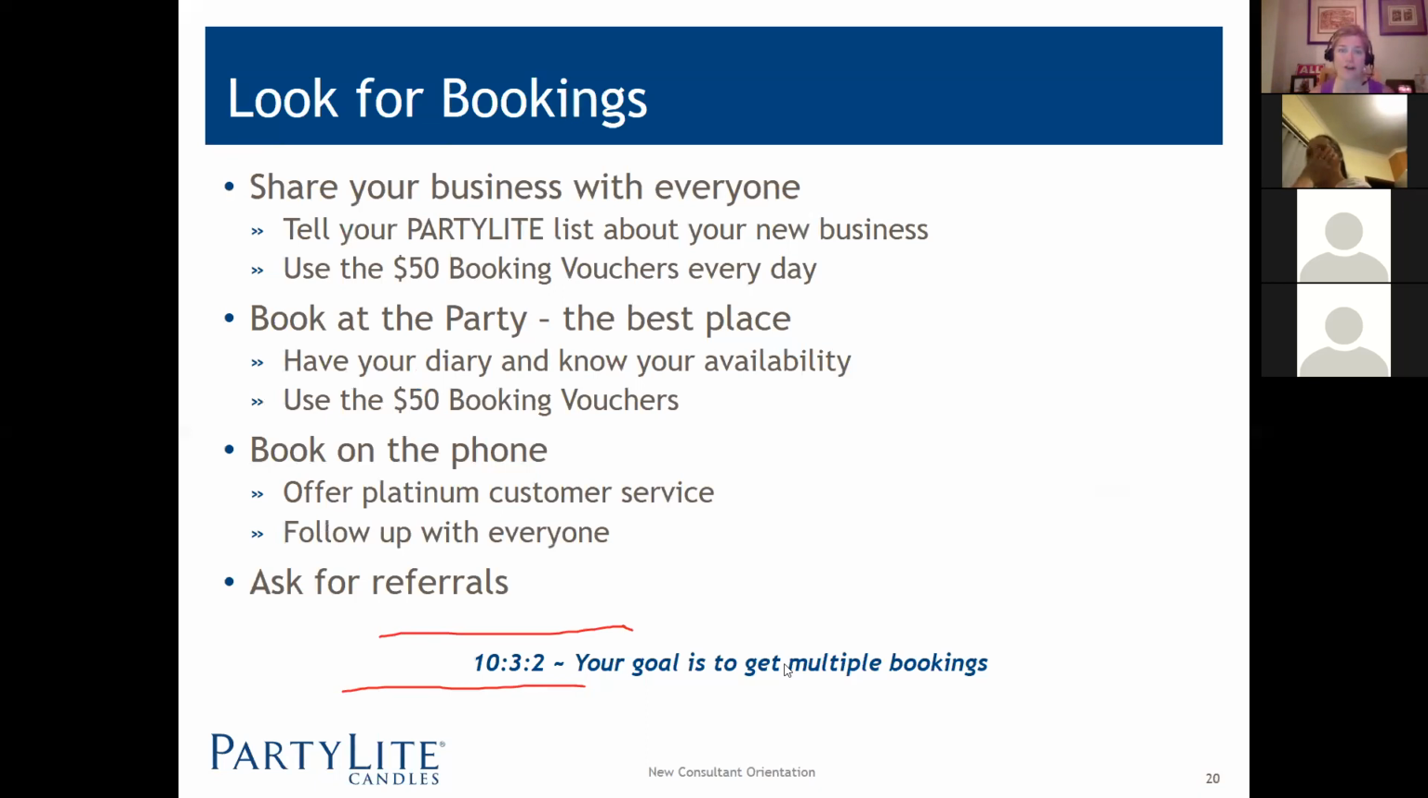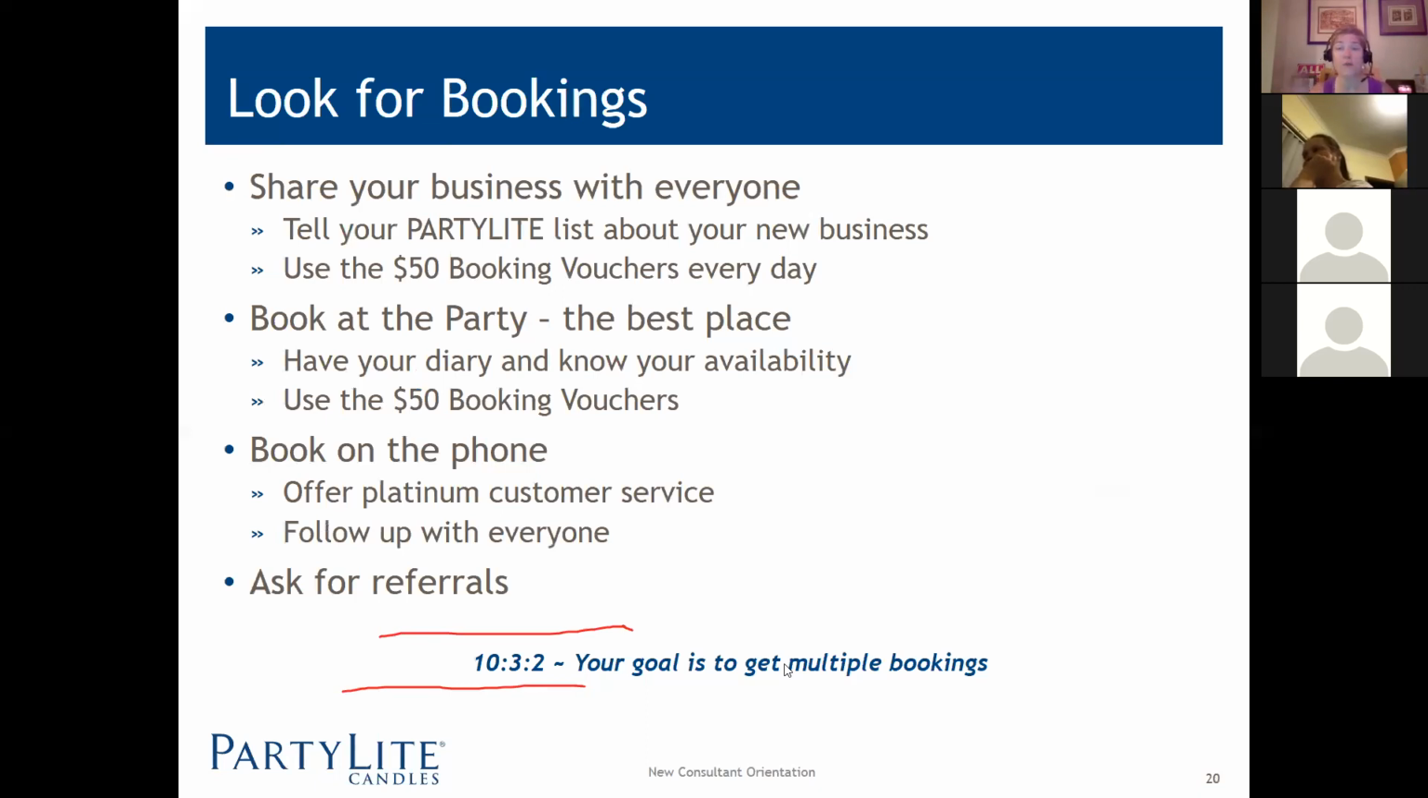Use the $50 booking vouchers. Give away the $50 booking vouchers. Remember I told you that they cost you $10? They do, but only when they get used. So give them away. They are the most cost-effective advertising tool you have. Give them away to everybody on your Party Light list. Say, listen, I know you're not interested now, but I'm going to pop a $50 voucher into the mail with your catalog. And if you book a party and it has $500 in sales, I'm going to be able to give you that $50 extra just for booking a party. Woohoo! It's a fantastic tool.